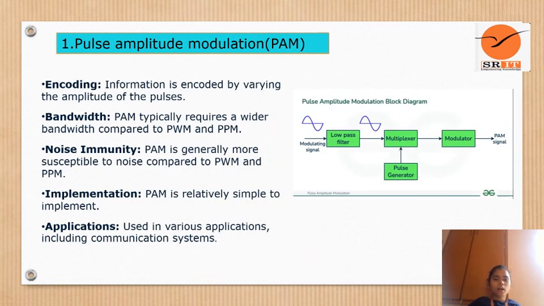Now the block comparison of PAM: encoding, bandwidth, noise immunity, implementation, and application. Encoding is done by varying the amplitude of the pulses. Bandwidth required is wider compared to PWM and PPM. Noise immunity is generally lower when compared to PWM and PPM. In implementation, PAM is relatively simple to implement. PAM is widely used in communication systems.